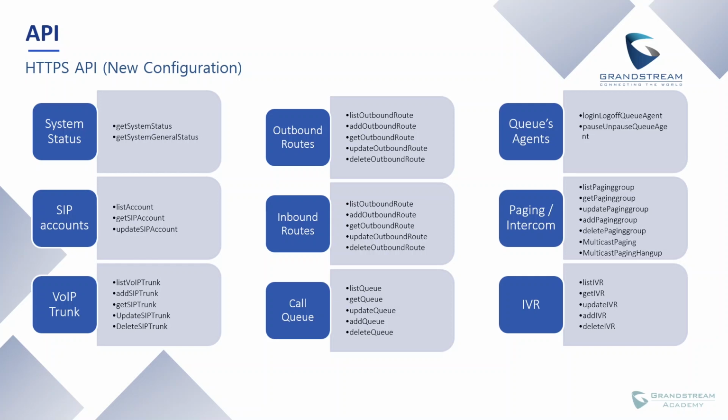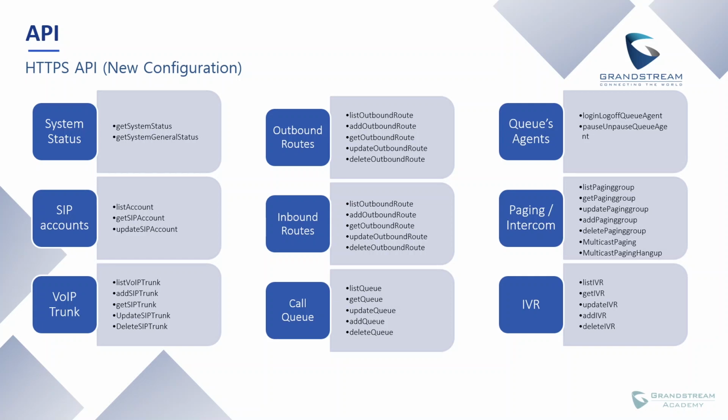For example, users can check UCM system and version information with the method getSystemStatus. Users can send this method and the UCM will immediately send a response back with the needed information. Users can configure the UCM settings such as adding new SIP accounts, VoIP trunks, inbound or outbound routes, or adding call queues, for instance. They also can update existing call queues or SIP accounts or VoIP trunks, or even delete them if needed. The same for paging, intercom, and IVR.